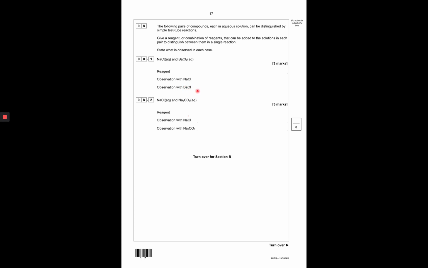And you need to remember the fact that there was a barium compound that was very insoluble, and that was barium sulfate. So you needed to add any soluble sulfate, sorry. Sulfuric acid, sodium sulfate. And then with the sodium chloride, there would be no change or no observation. And then with the barium chloride, there would be a white precipitate formed, and that would be our way of distinguishing between those two compounds.